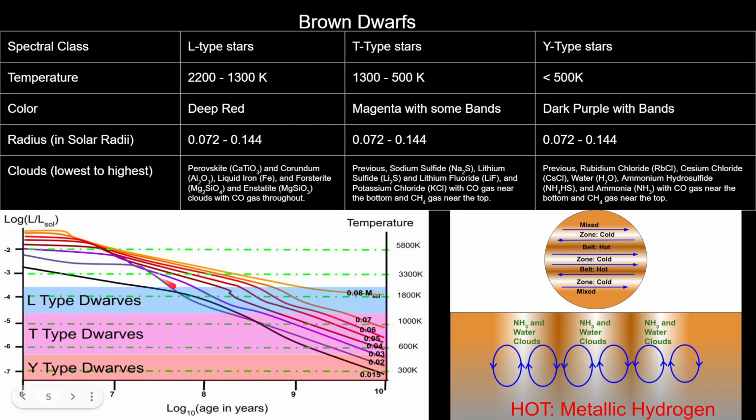Here are the cooling curves. They gradually cool. However, more massive brown dwarfs cool slower. And here's the structure of a Y-type star. And as you can see, the belts are formed by convection currents and the Coriolis effect.